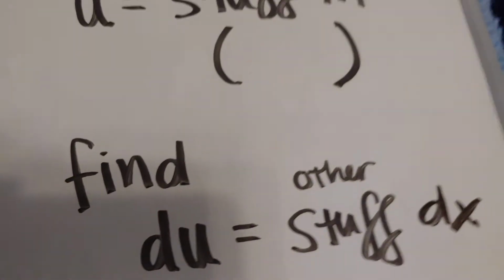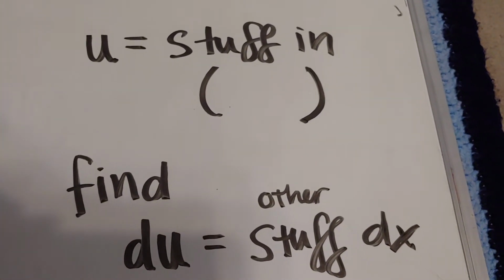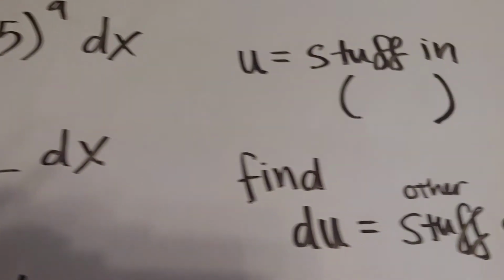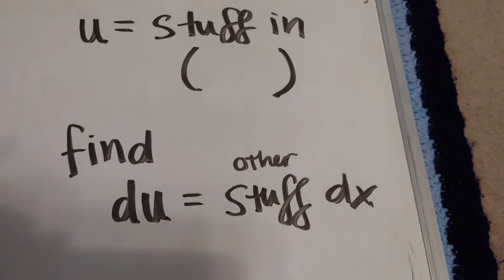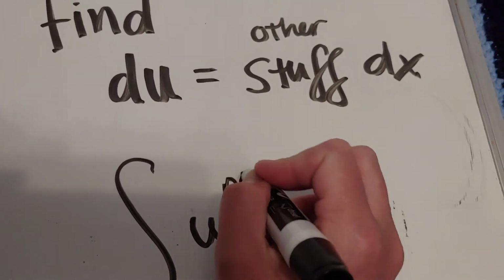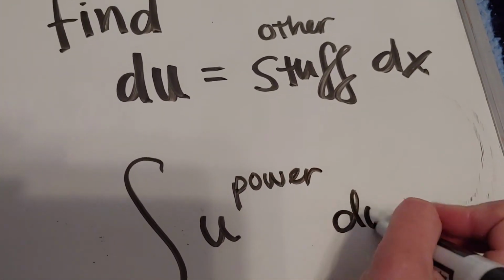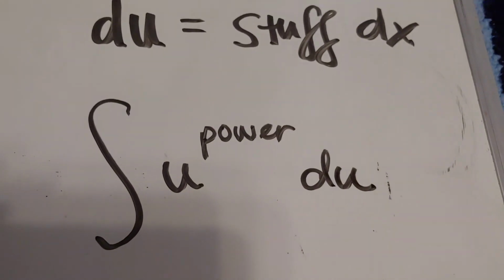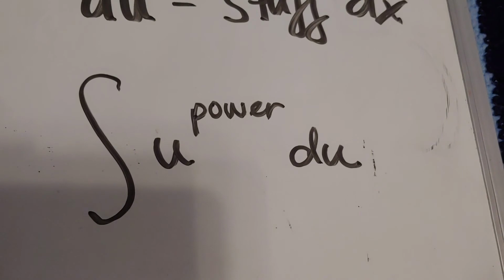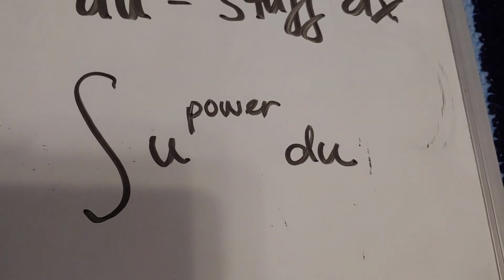The whole goal here is we want to take gross in x, and after we do this, what we should pretty much have is u to a power du, which should be easy to integrate. Okay, so that's going to be our overall goal. So in the next couple videos, I'm going to go step by step showing this.